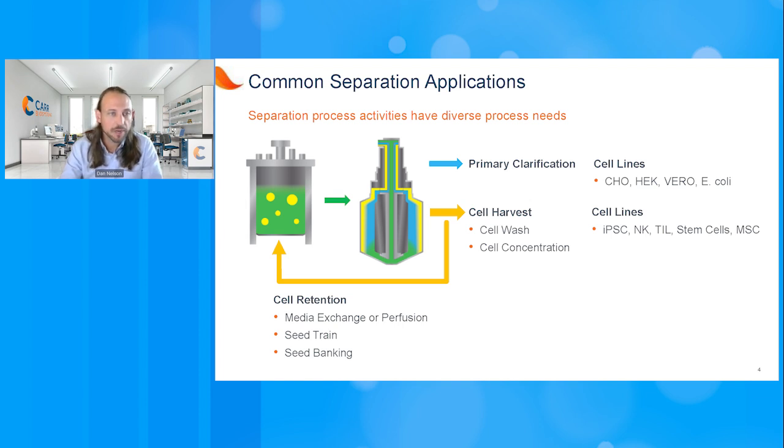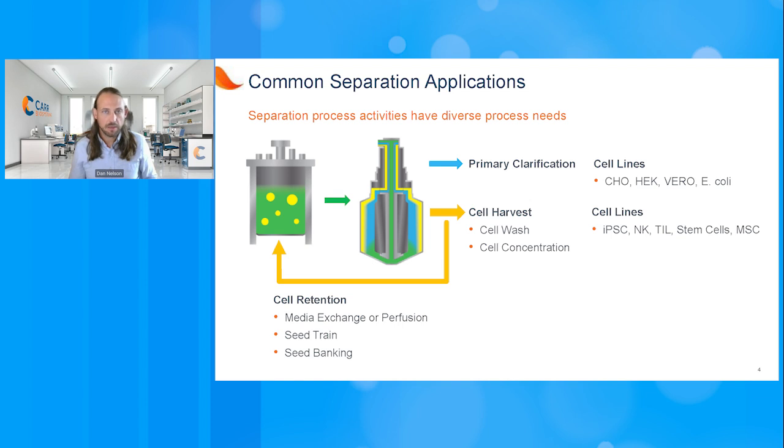When it comes to primary clarification, we're typically working with CHO or HEK cell lines, where it's important to remove all of the cell debris and waste and pass on the purified product for further purification. Second is when we look at the cell as the product. This is when we're harvesting, washing, and concentrating, typically with a stem cell line, more in the cell therapy industry or in cultivated meat.